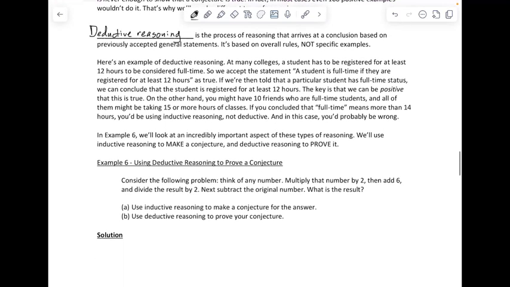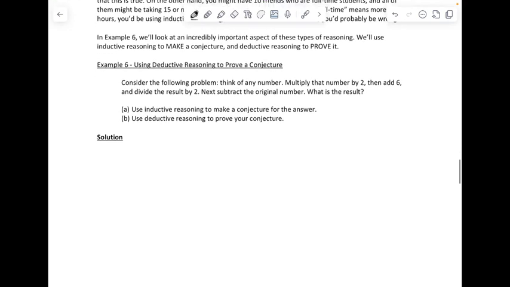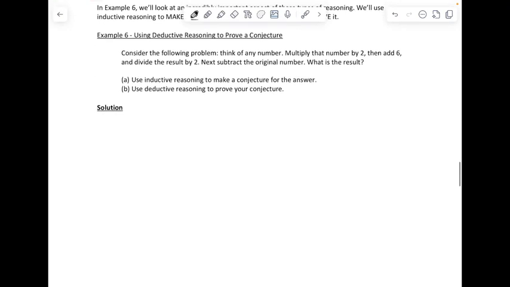So for part A, inductive reasoning will involve picking a few specific cases and going through the process and seeing what happens. Okay, so let's just pick a number. Let's say the number 12. And we want to go through the steps described. We start by multiplying the number by 2. So we do 2 times 12. And that gives us 24.